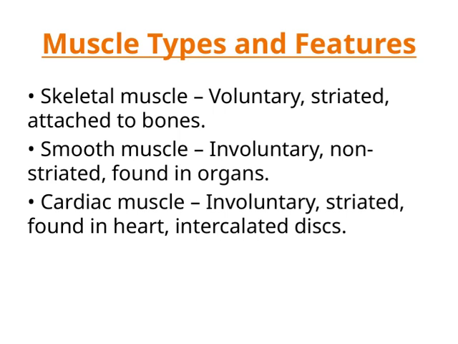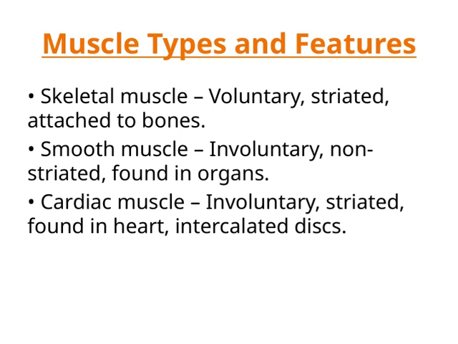Moving on to smooth muscle, this type is involuntary, so we don't have to think about it to keep it working. It's non-striated, and you'll find it lining the walls of our organs, helping with functions like digestion and blood flow. Lastly, we have cardiac muscle.